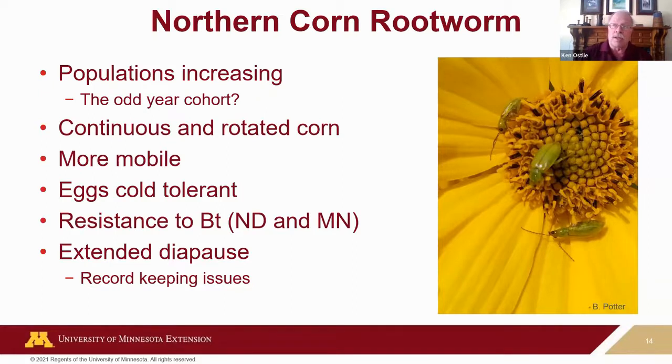In 2020, we started to get detection of Bt resistance in North Dakota and Minnesota in northern corn rootworm. So finally, that's beginning to show up as well.